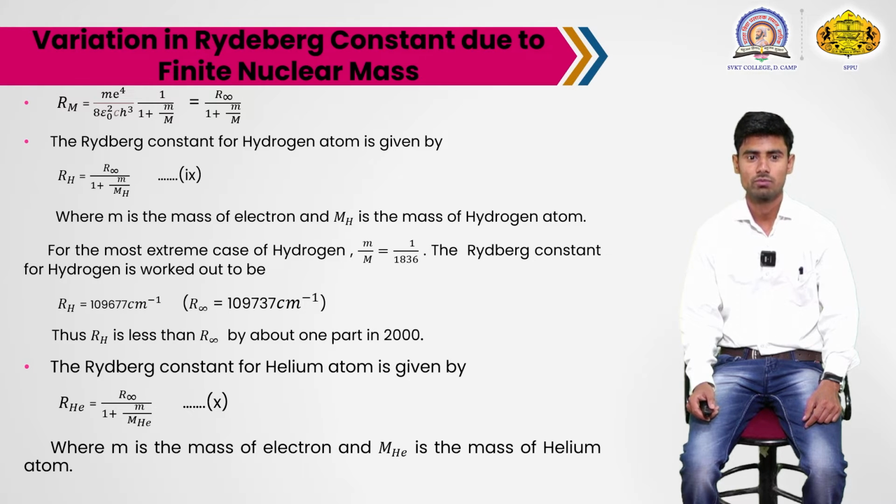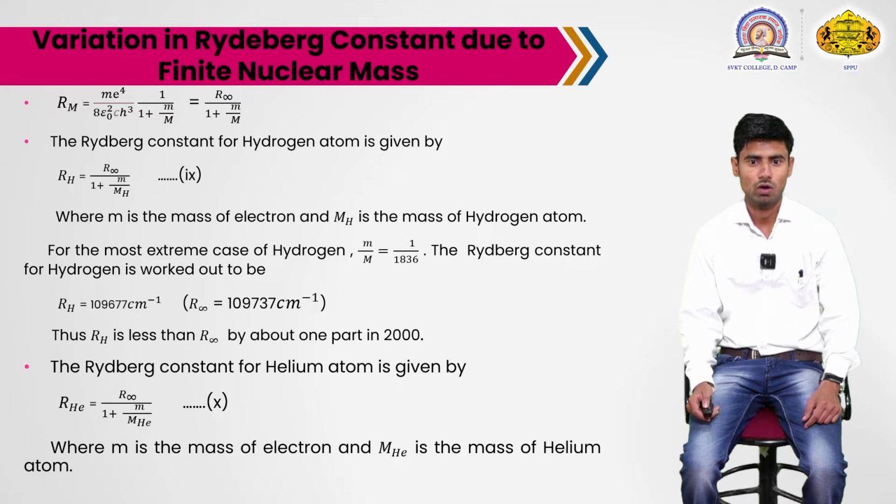So we have the formula for the Rydberg constant for any nucleus having a finite mass as Rm equals R infinity divided by 1 plus small m by capital M. Now here for the hydrogen atom, you can observe that the Rydberg constant for hydrogen atom, R suffix H, equals R infinity by 1 plus small m by capital MH. Here small m is the mass of the electron, and M suffix H stands for the mass of a hydrogen atom nucleus.